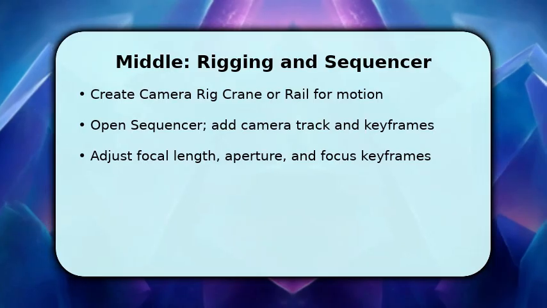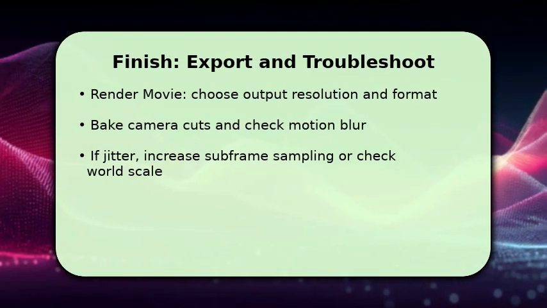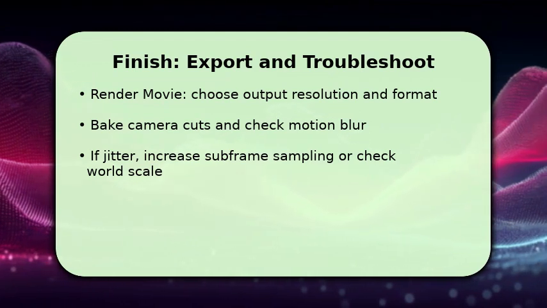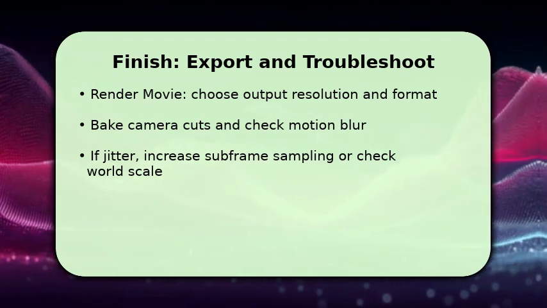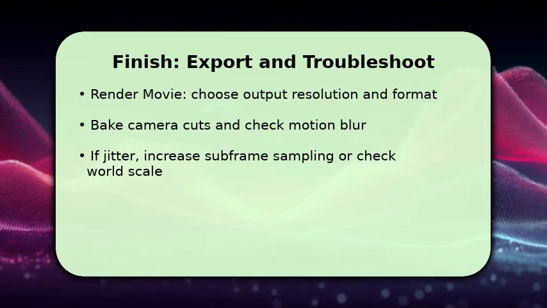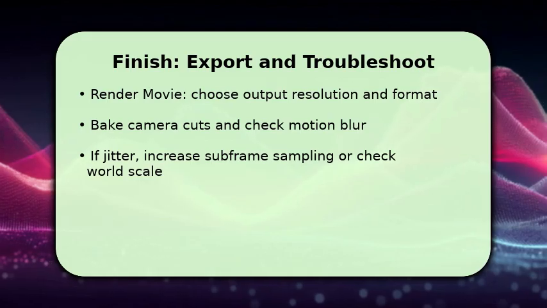To finish, set up render movie settings. Choose resolution, frame rate, and file format, then render from Sequencer or Movie Render Queue for higher quality. Once rendered, confirm motion blur and depth of field match intent by reviewing playback. If colors shift, export with linear workflow.